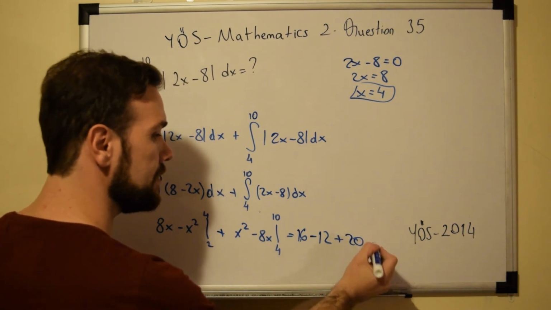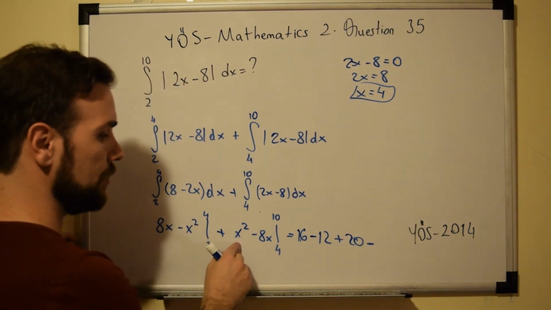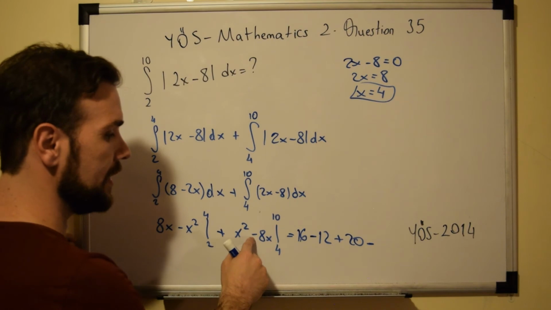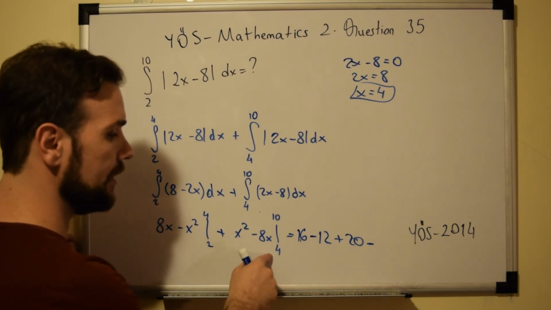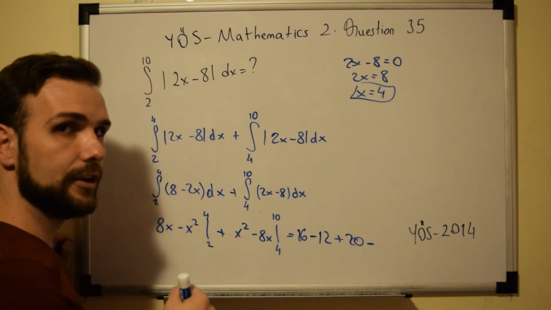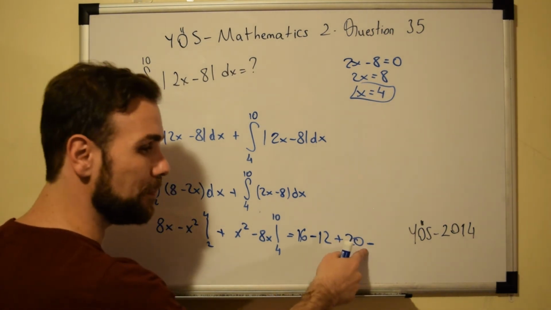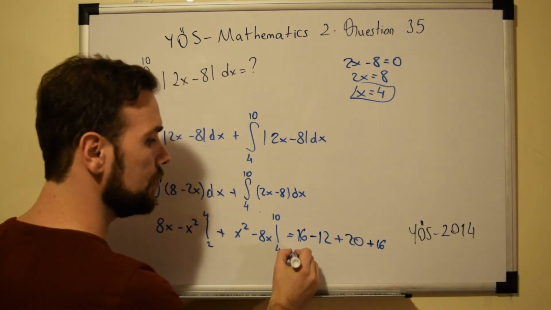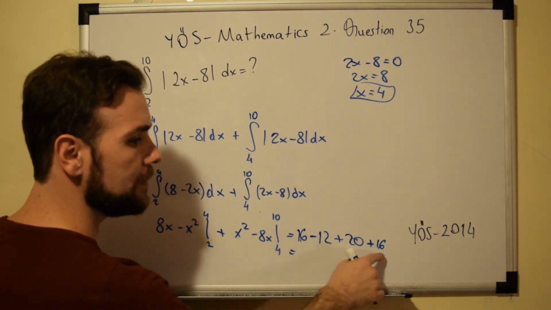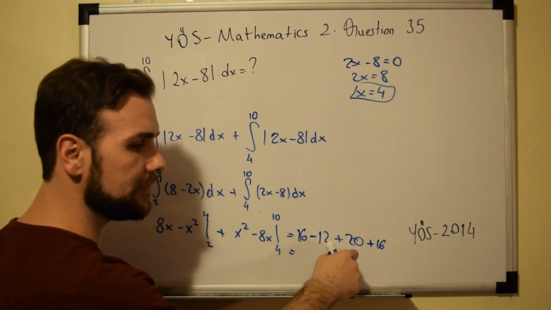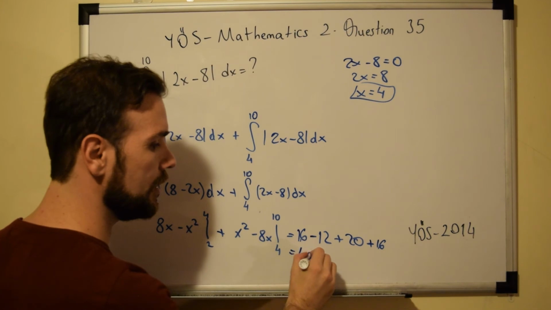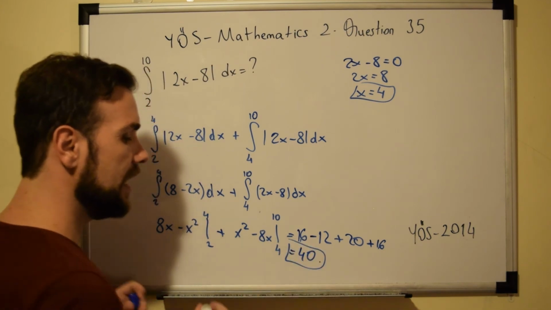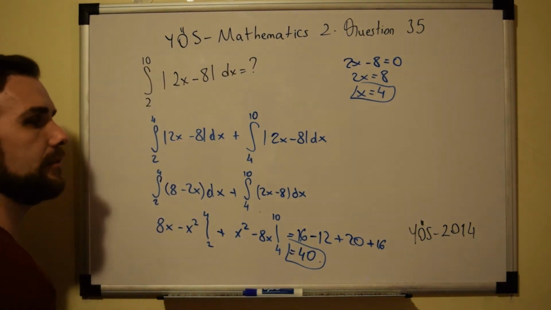We have minus, here, if we give x the value of 4, we have 16 minus 8 times 4, which is 32, so 16 minus 32 is minus 16. So minus times minus becomes plus, so we have plus 16. What do we have here? We have 16 plus 16 is 32, plus 20 is 52, minus 12 is equal to 40, which is the final answer and the right answer for this question.